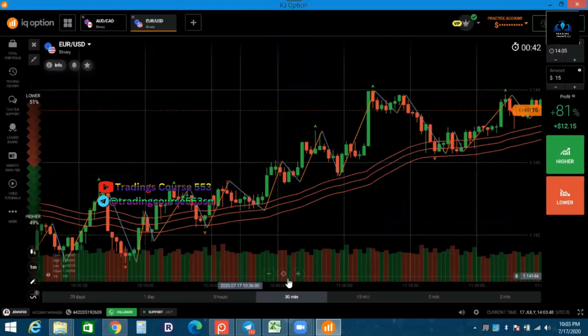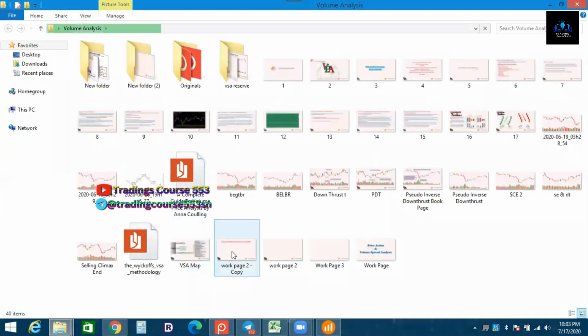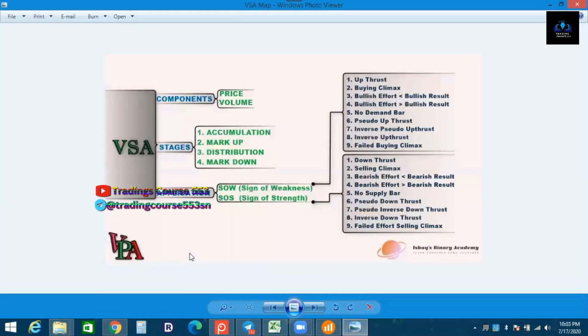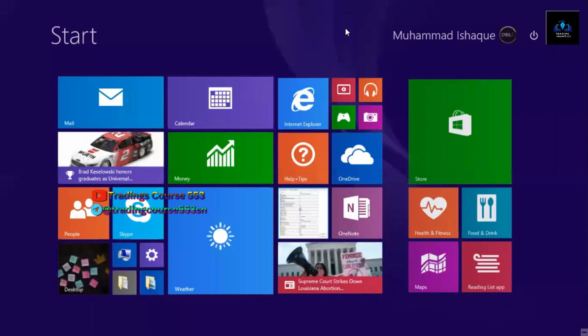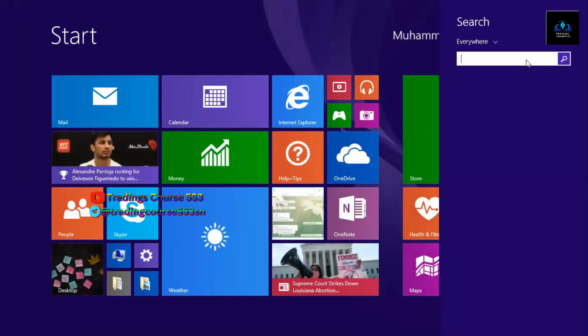Okay. And now we are going to our topic. Yesterday I talked to you about the topic that we will learn today. The bullish effort is less than or greater than the bullish result, and bearish effort is less than or greater than the bearish result. So on the slide, I just want to give you an idea of the concept of this movement, then you must understand. Then we will go to the chart.